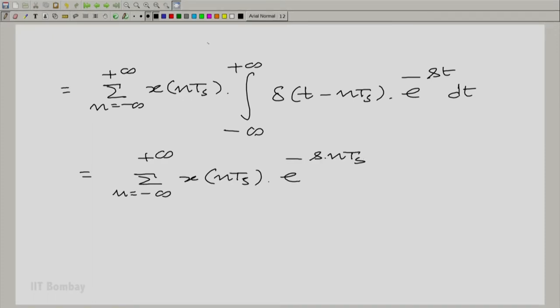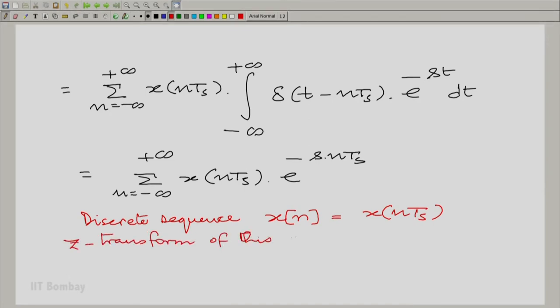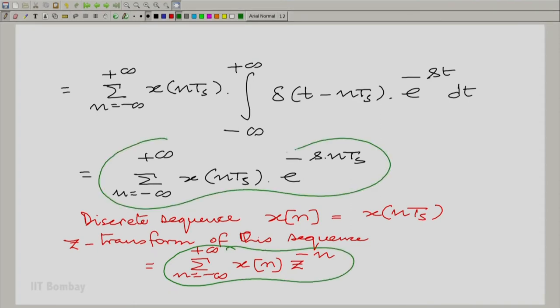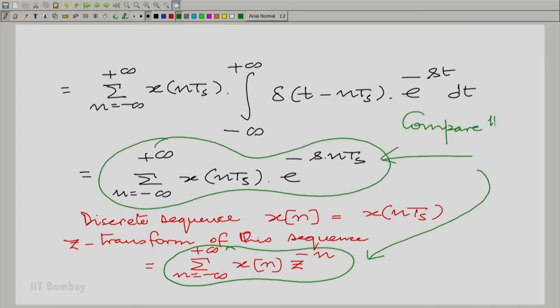Very interesting. So, you see, we could think of a discrete sequence x[n] given by x at the point nTs. So, the sampling creates a discrete sequence. And we could think of the z transform of this discrete sequence. And we can now compare these two expressions, this expression and this expression. In fact, the expressions are very similar.